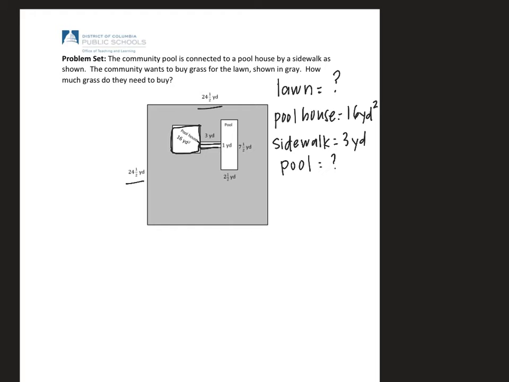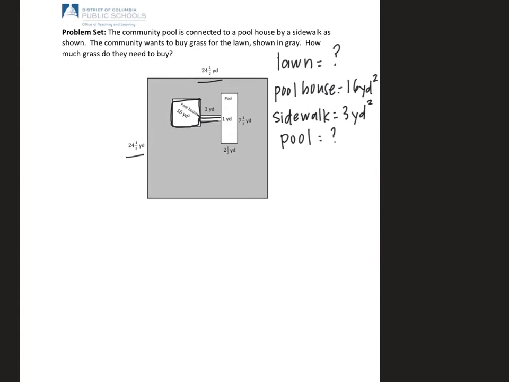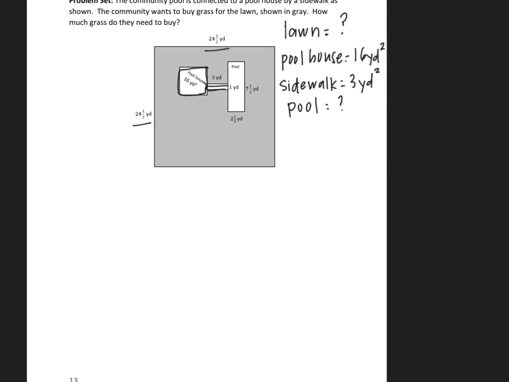So I am going to, oops, I forgot my squared there. All right, so first I'm going to figure out the area of the lawn. All right, I'll start there. You can start wherever you want. If you started with the pool first, that's totally fine. I'm going to start with the lawn. So I'm going to label my work so I know. And I'm going to say, okay, this is the lawn here.